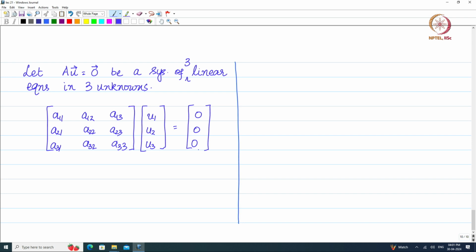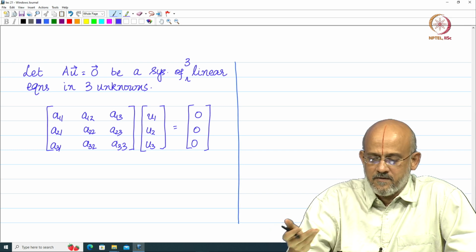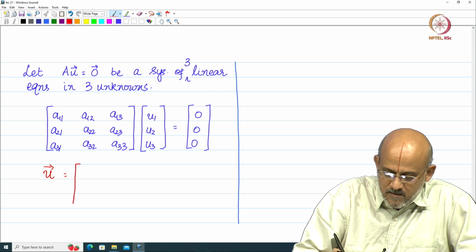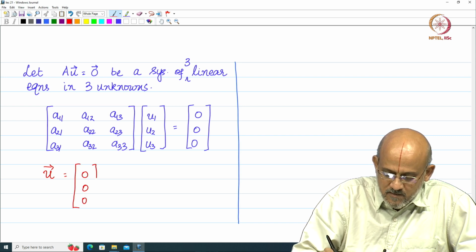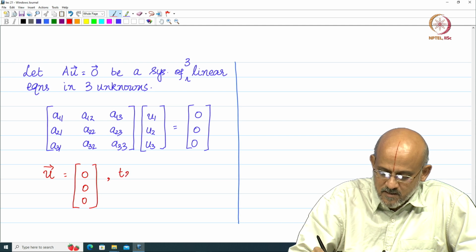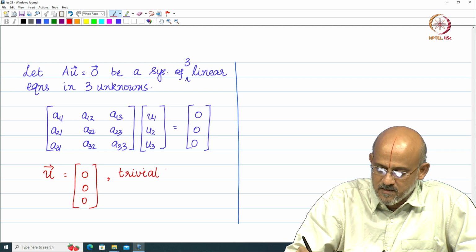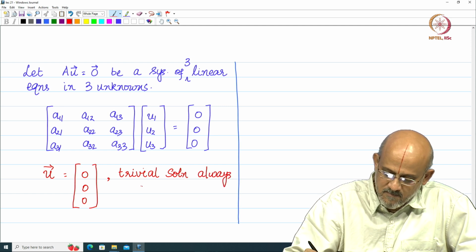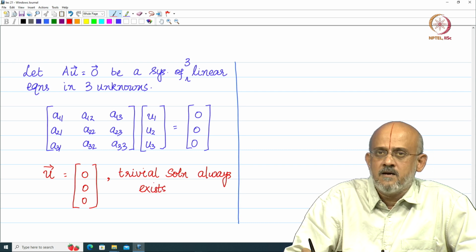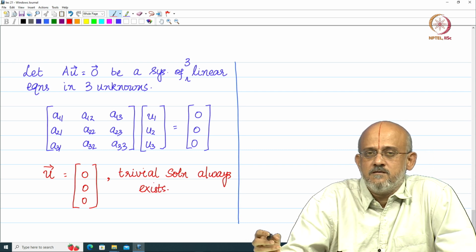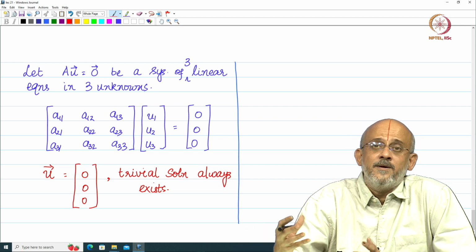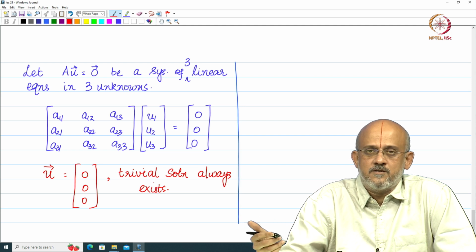So we want to find the solution to this, and how do we view this geometrically? We all know there is something interesting. We all know that the vector u equal to the 0 vector, that is all 3 components being 0, the trivial solution, is always a solution to this system of equations. Trivial solution always exists. Now what are we looking for? We are looking for a non-trivial solution, and we are going to make certain interesting observations geometrically about this non-trivial solution that we are going to get.